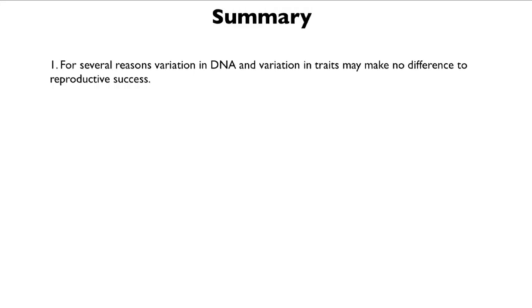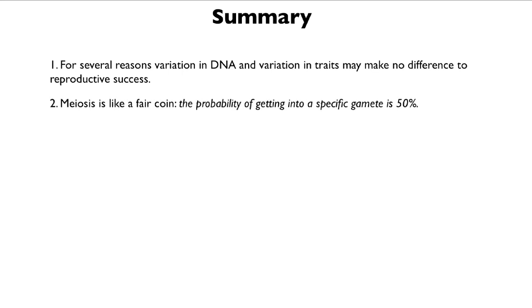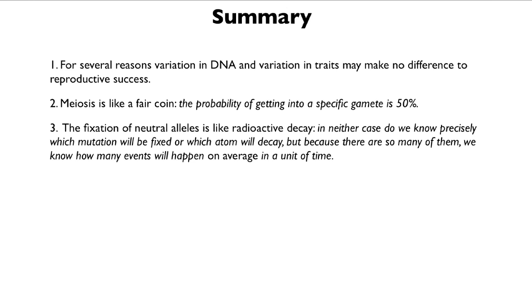So in summary, there are several reasons that variation in DNA and variation in traits may make no difference to reproductive success. Meiosis is like a fair coin. The probability of getting into a specific gamete is 50%. The fixation of neutral alleles is like radioactive decay. In neither case, neither in genetic drift nor with radioactive decay, do we know precisely which mutation will be fixed or which atom will decay. But because there's so many of them, we know how many events will happen on average in a unit of time.